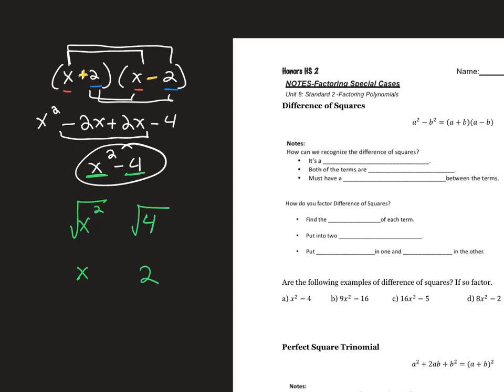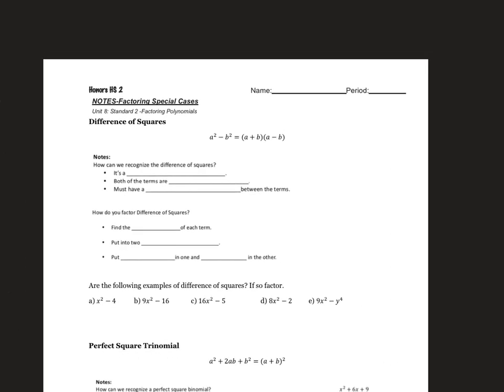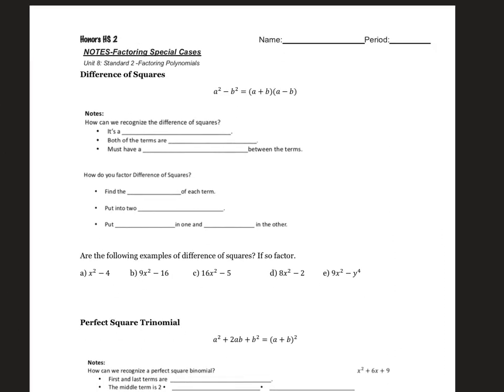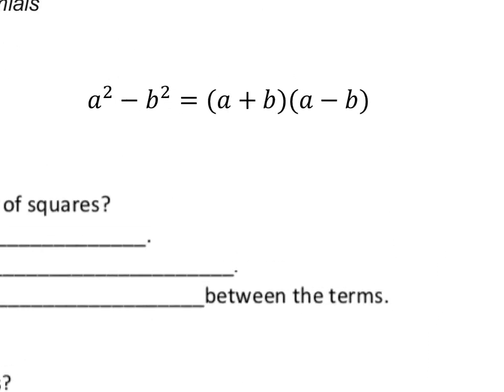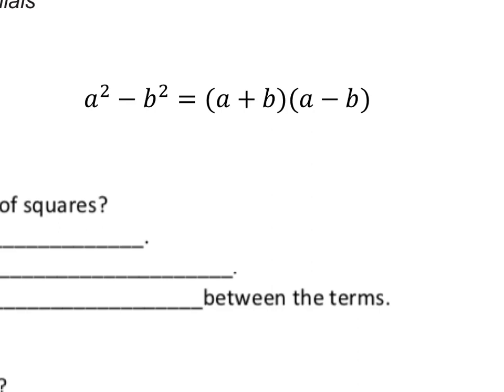All right, so now let's start the notes here. So the difference of squares. That's when you have some number a squared minus some number b squared. And it can be factored quickly. Okay, you're not going to find a GCF or anything like that, but it just becomes the quantity of a plus b times the quantity of a minus b.